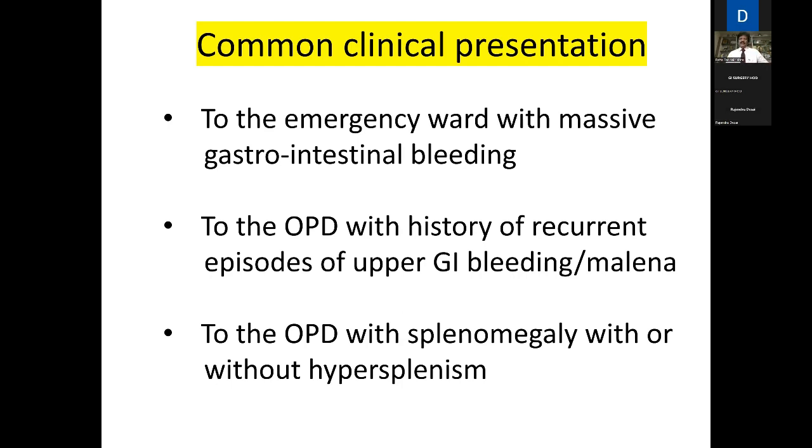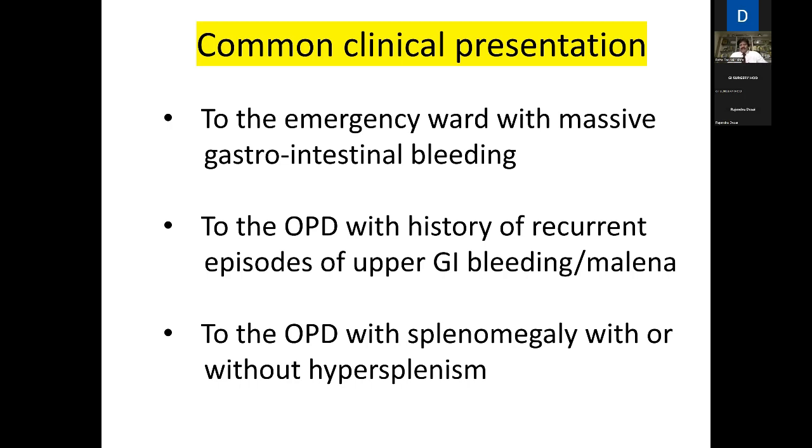Patients with portal hypertension come in three different scenarios. One scenario is the emergency ward, where they come with massive gastrointestinal bleeding. Either it will be a massive hematemesis and sometimes hematemesis and melena combined, and they are sick and they require resuscitation and subsequent diagnosis and management.